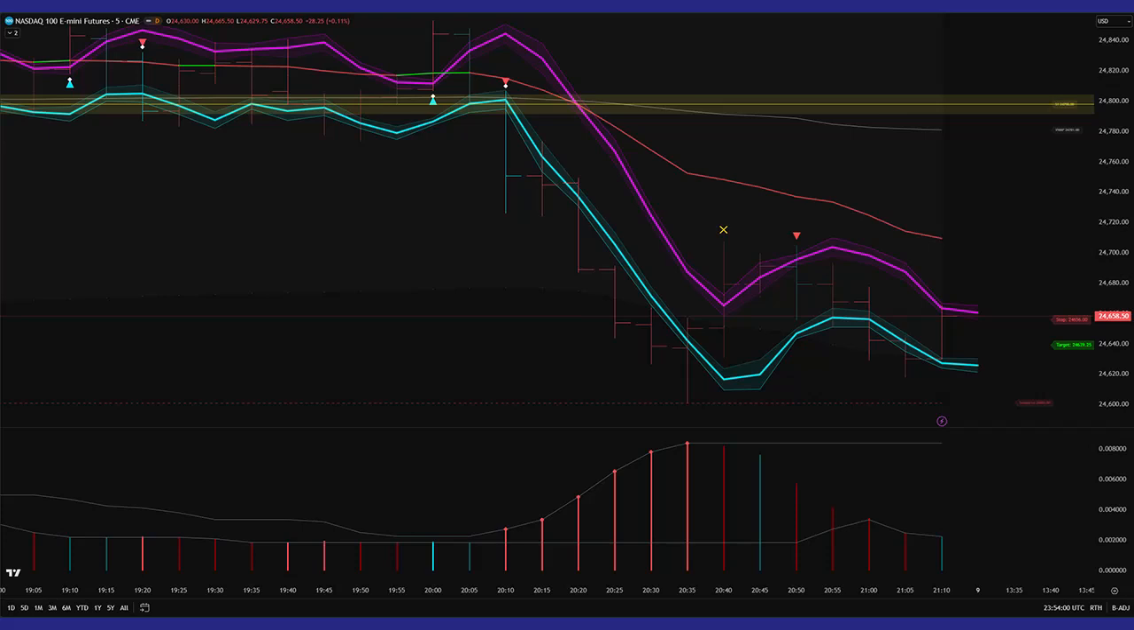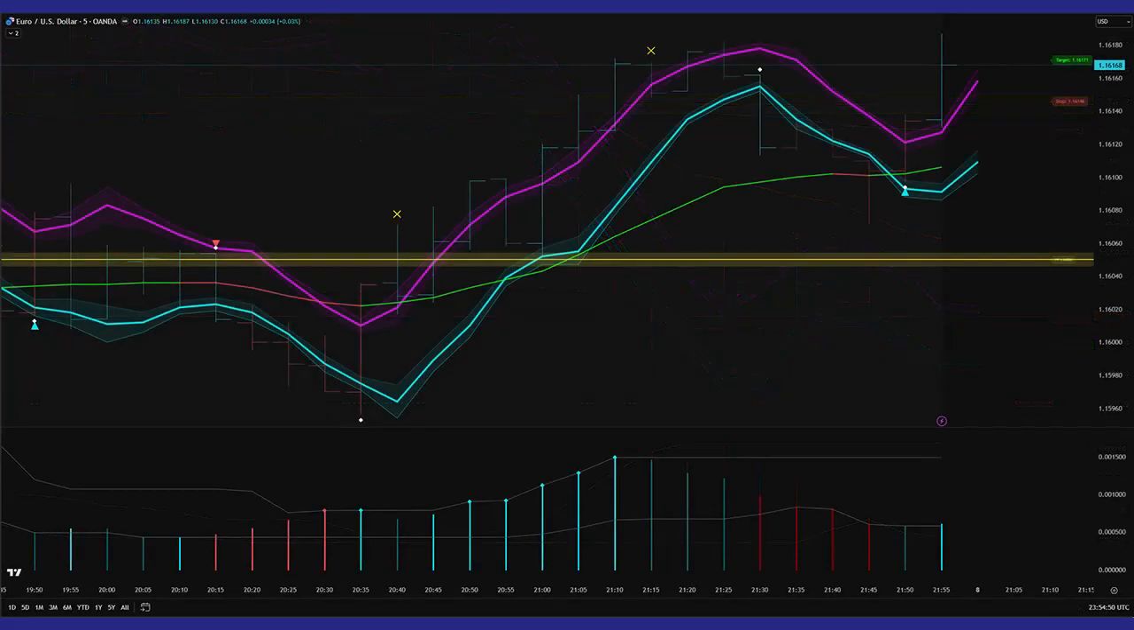Third, an adaptive trend line based on Kaufman's adaptive moving average, which speeds up during trends and slows down during consolidation. Fourth, institutional fair value, using volume-weighted average price with deviation bands. These are levels professional traders watch every single day.